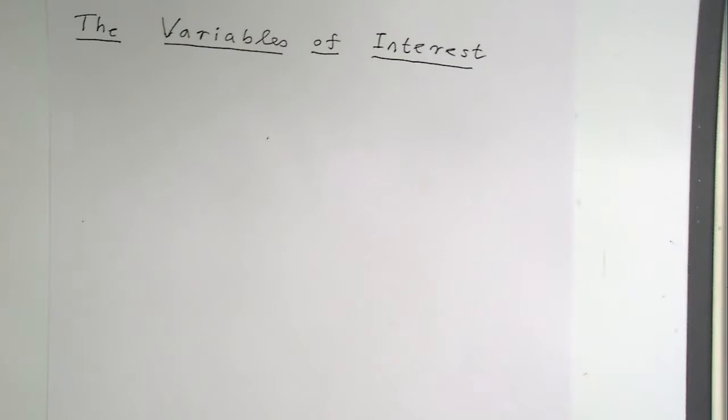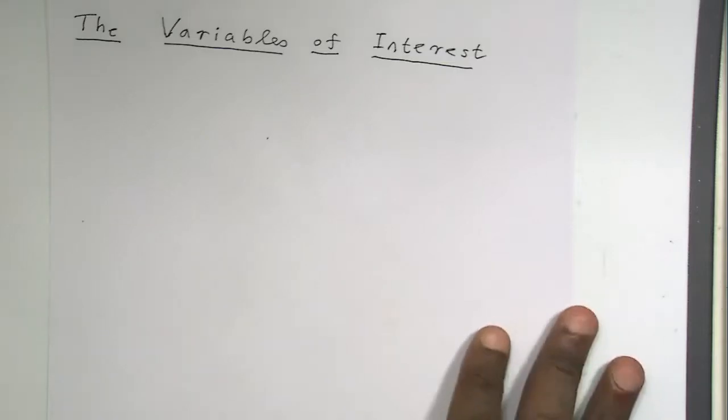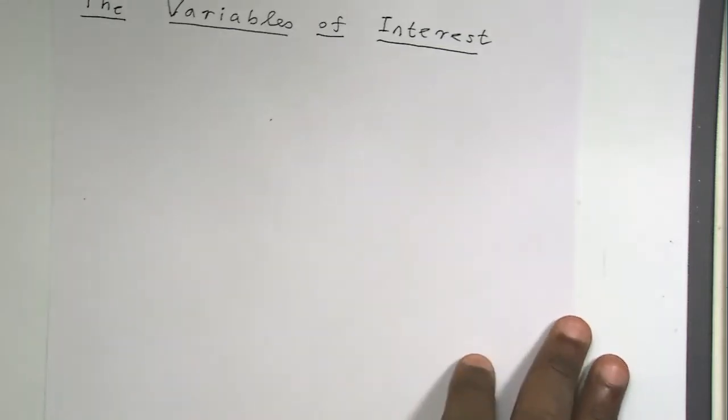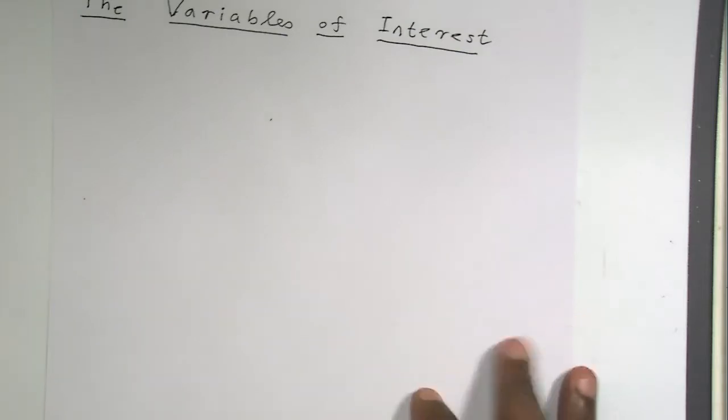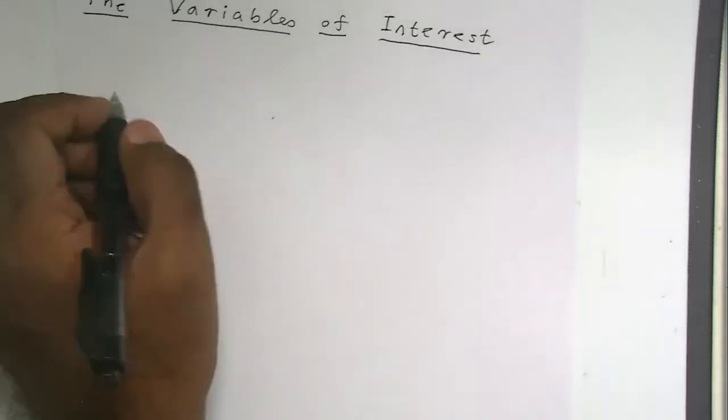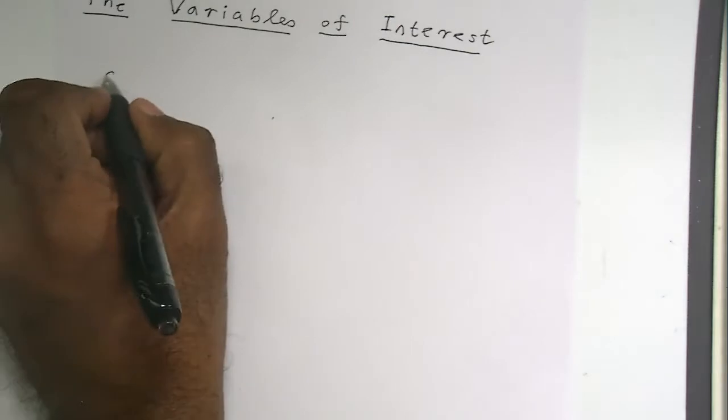now, the next thing we need to ask ourselves is, what are the variables of interest? We have this n investments, right? We have the n investments and we have the n losses. So x1 to xn are the losses. Now the question is, what are the variables of interest? There are 3 variables of interest.